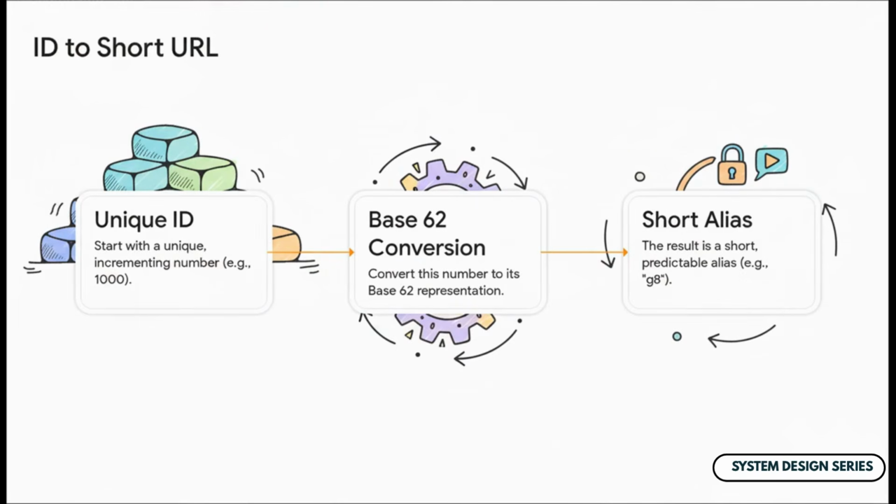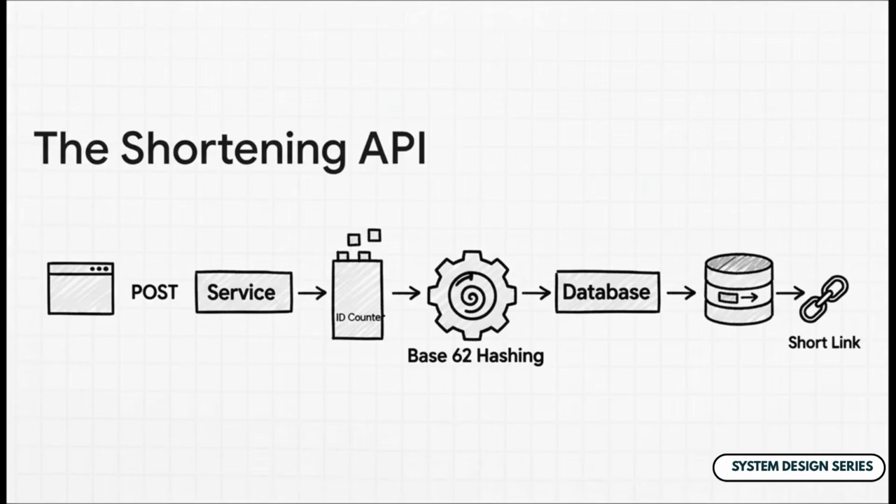And the process itself is actually pretty cool. All we do is start with a unique number, right? Just a counter that goes up. 1, 2, 3, a million. We take that number, run it through our base 62 conversion, and bam, out pops a short, clean little alias like G8. And that's it. That's our tiny URL.